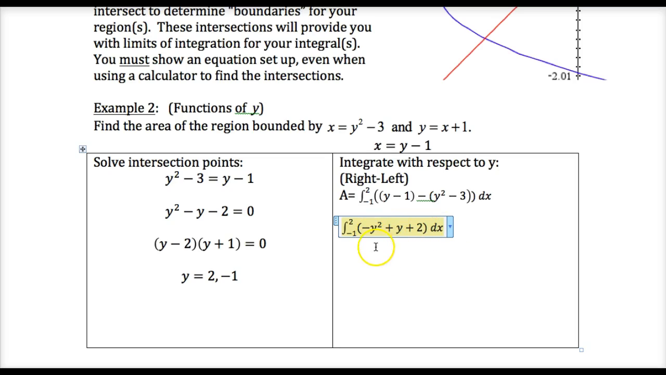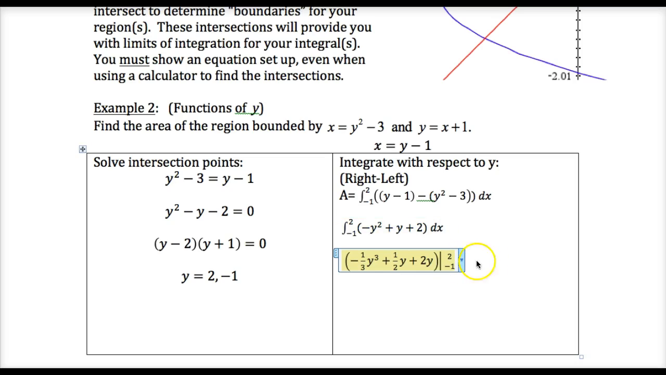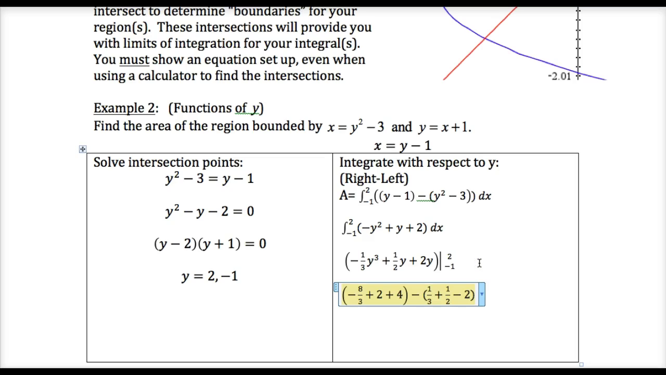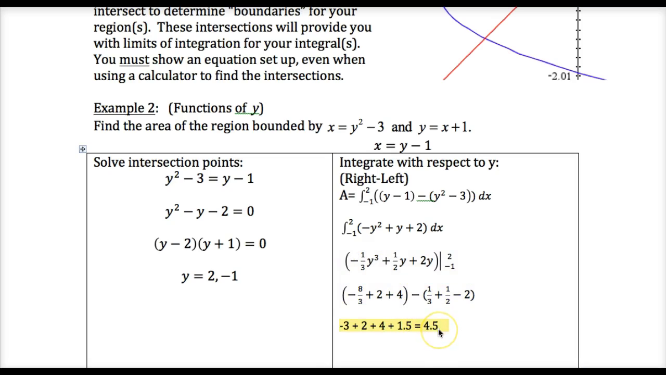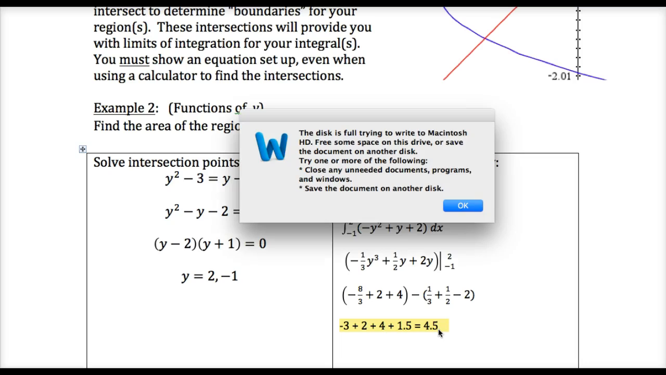So now I take the integral of each one of these pieces, and I'm going to get negative 1/3 y cubed plus 1/2 y squared plus 2y evaluated from negative 1 to 2. And if I finish this off, I'm going to plug in the 2. I'm going to get an 8 over 3, and so on, and then you're going to end up with 4.5. You should be trying this yourself.